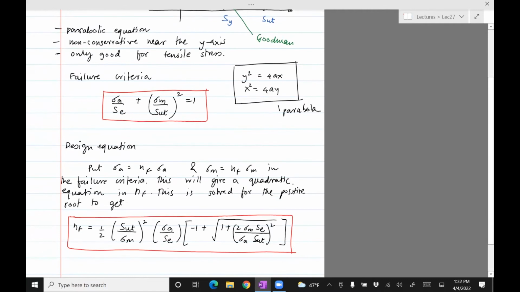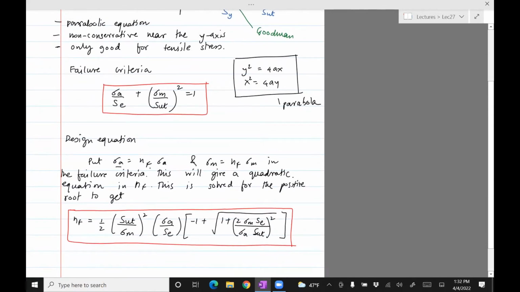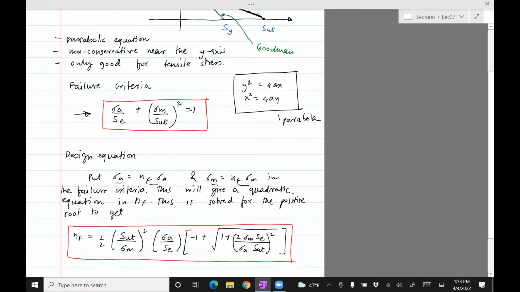So how do you use it for design? You substitute sigma A with NF sigma A, sigma M with NF sigma M. You put it in this first equation and solve for NF. Turns out that you will not have a straightforward expression. You have a quadratic expression, which means that you need to use the discriminant, minus b plus or minus the square root of b square minus 4ac. If you remember, it gives you this formula. You don't have to remember it, I'll give it to you. But that's how you use this line for design.